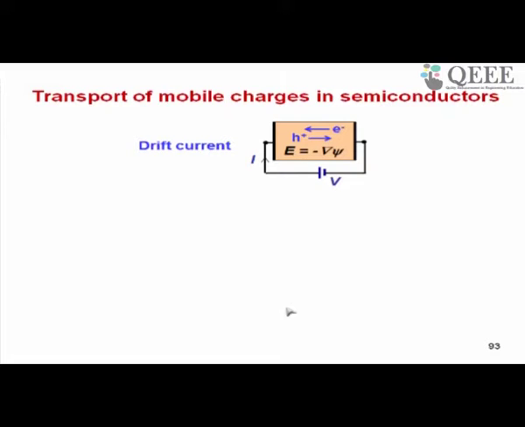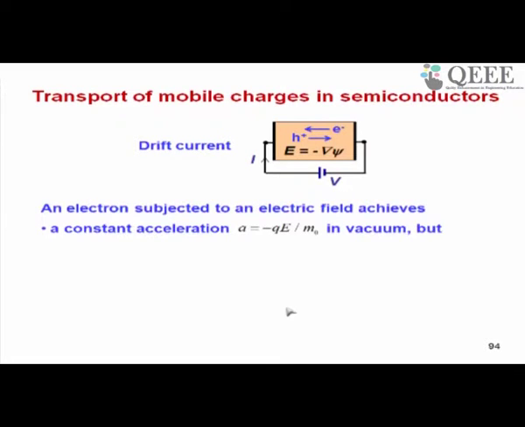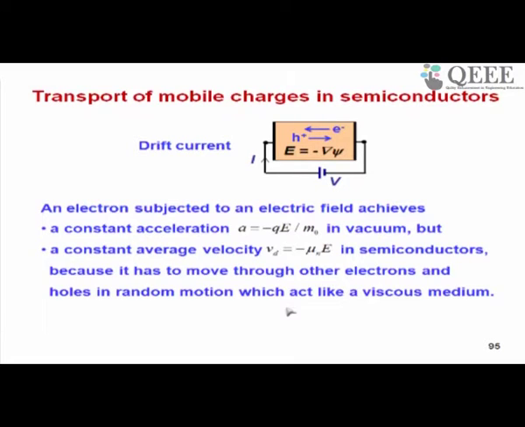Okay, now let's come to the drift current and explain it in terms of the picture of this random thermal motion. An electron subjected to an electric field achieves a constant acceleration a equal to minus qE by m naught in vacuum. However, if it is in a semiconductor, the electron, if subjected to an electric field, achieves a constant average velocity, which is given by Vd equal to minus mu n E, because it has to move through other electrons and holes in random motion which act like a viscous medium.